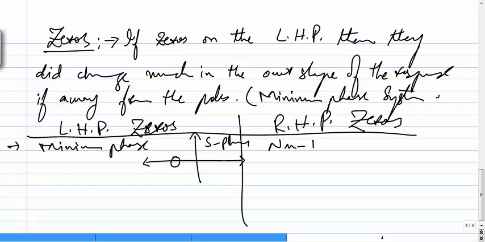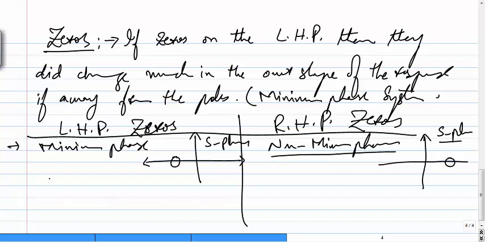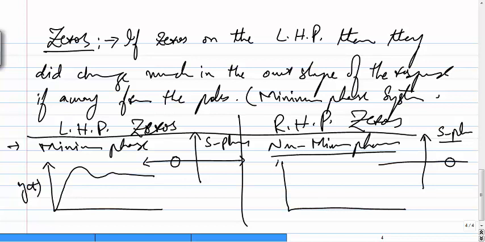Non-minimum phase, we have the zero lying at the right side. So this is the S plane, and this is non-minimum phase. So what happens in the response? If we have the same system, it will behave like this for this zero. But for the same system, if we put the zero on the right side, it will start going in another direction and then come back. So this type of response is for non-minimum phase. It is actually a slow, sluggish response.